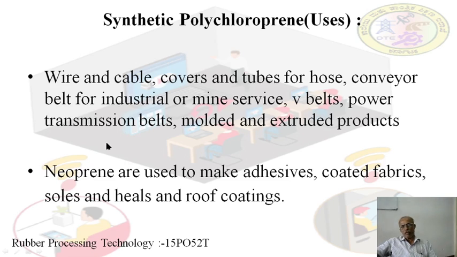Next, uses of synthetic polychloroprene. First one is wire and cable covers and tubes for hose, conveyor belts for industrial or mine services, V-belts, power transmission belts, molded and extruded products. Next, neoprene is used to make adhesives, coated fabrics, soles and heels, and roof coatings.